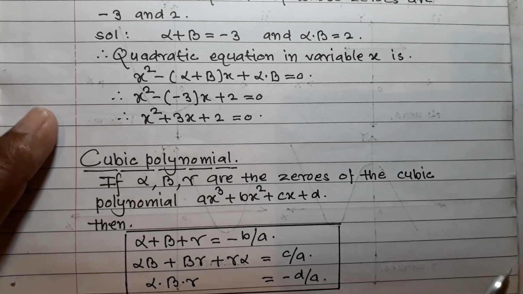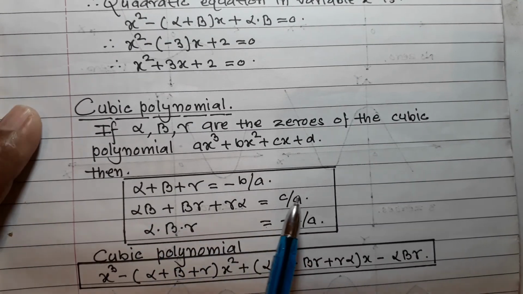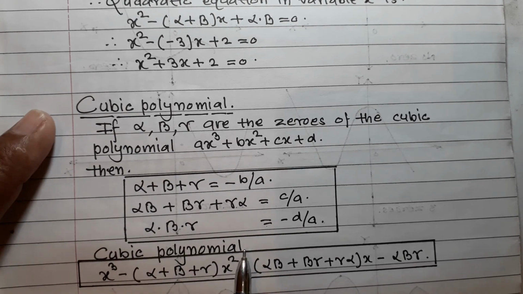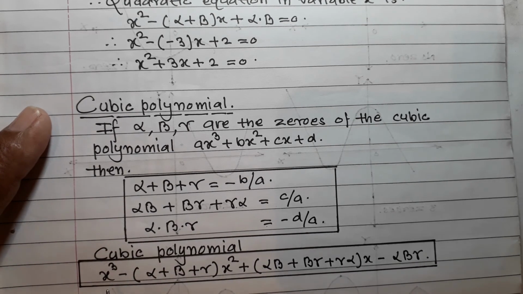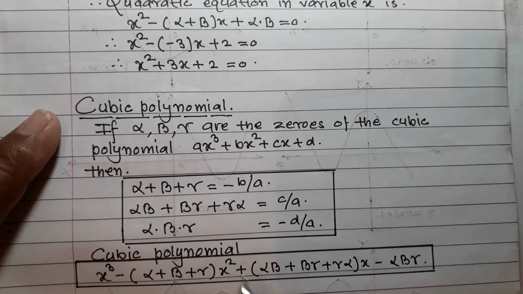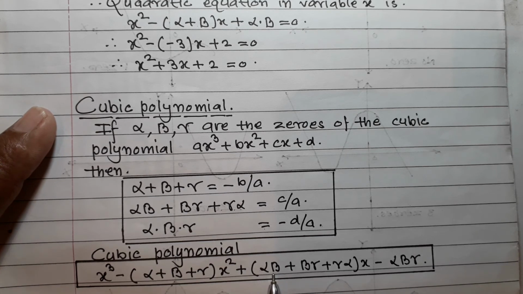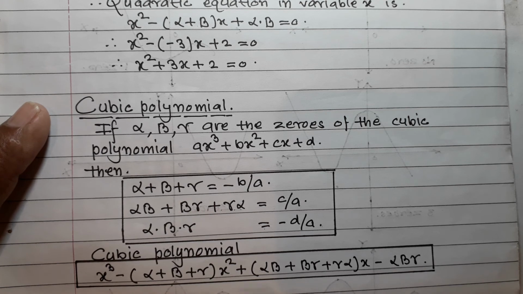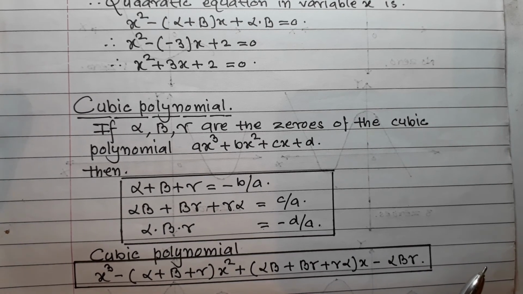For a cubic polynomial, if alpha, beta, gamma are given, then you can write the cubic polynomial as x cube minus (alpha plus beta plus gamma) x square plus (alpha beta plus beta gamma plus gamma alpha) x minus alpha beta gamma. This gives you the cubic polynomial. So in this case, all these relations you have to remember by heart. Okay.